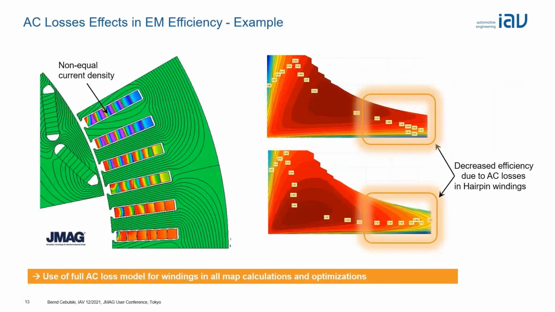On the left side, you see the non-equal current density on the bars. You also see that the worst effect is on the top bar. This is due to the effect that the rotating magnets have the biggest influence, of course, on the top bar, and the lower bar in the slot ground does not have so much influence here. So it also matters where the location of the copper bar in the slot is.